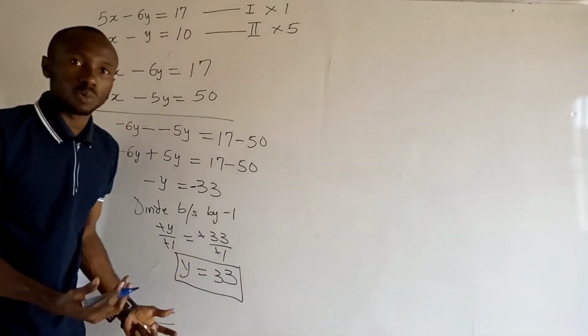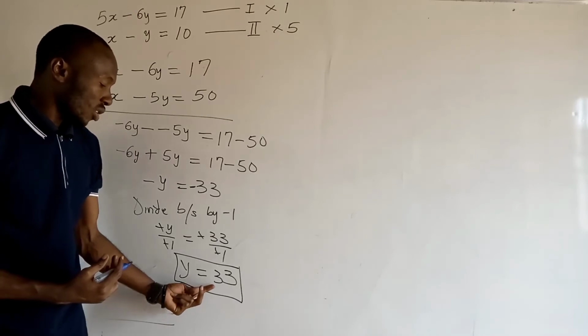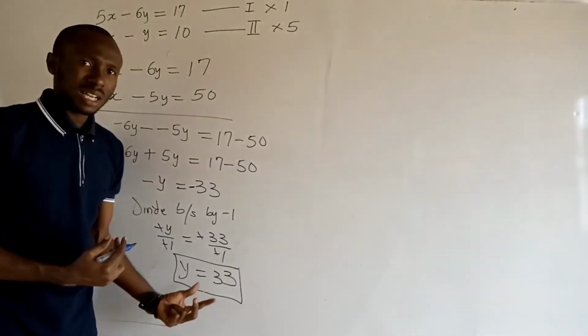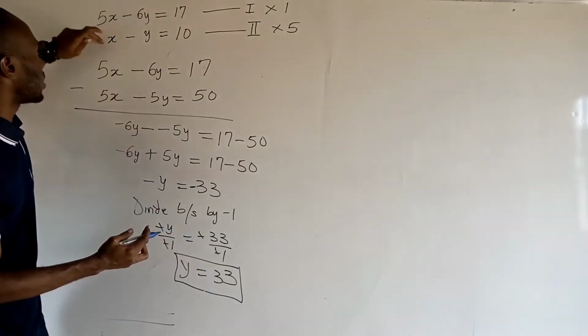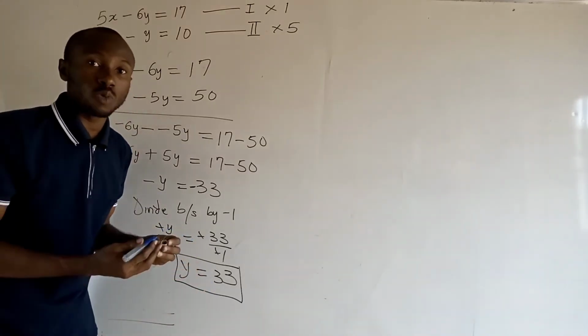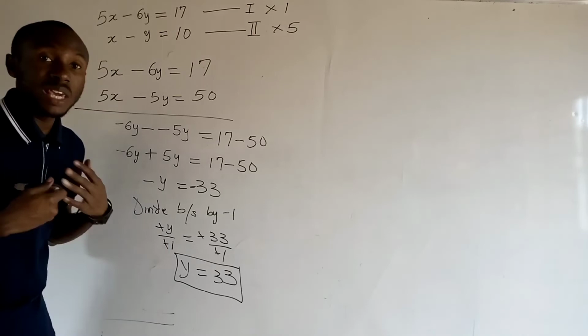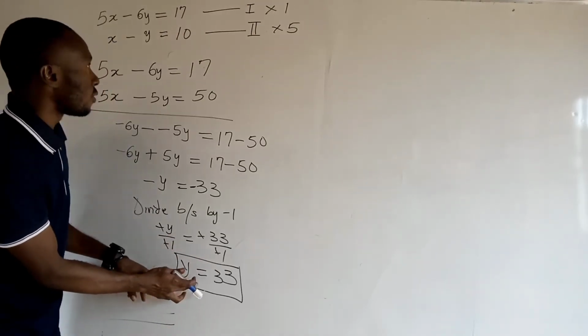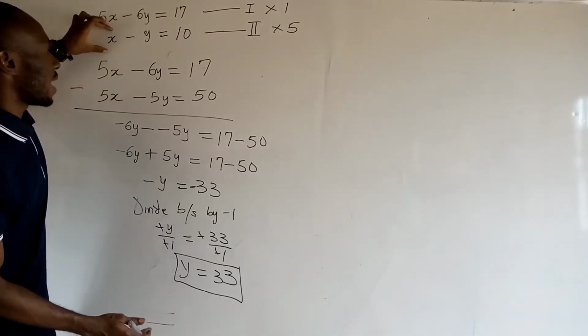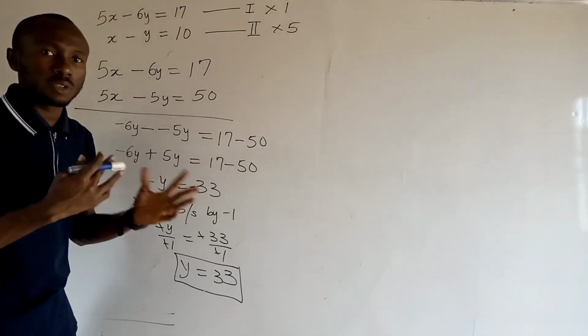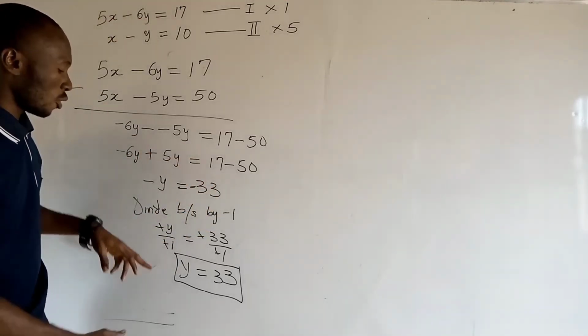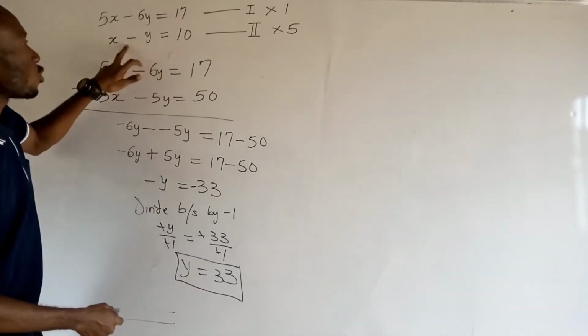Oh, that's so simple, right? So now we've gotten the value of y to be 33. The next natural thing we do is to plug in the value of y into any of these equations and then we'll get the value of x. Now for me, I'll choose to plug in the value of y into this equation, because I feel it's very small, so I will not have problem subtracting and adding bigger numbers. So I want to plug in the value of y into equation 2.